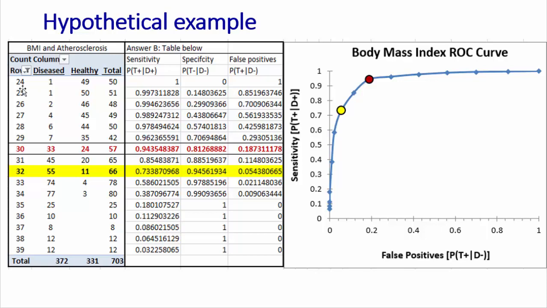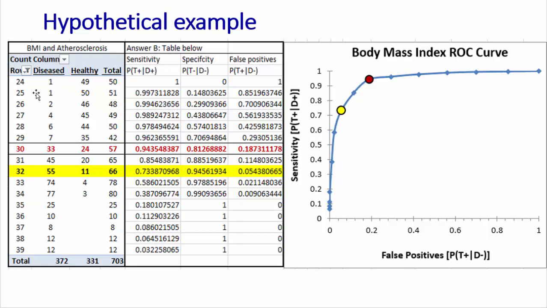So in this example, if we use 24 as our cutoff, we're saying anybody with a BMI of 24 or above is going to have the disease. Of course, our sensitivity is going to be 1 because we're saying everybody's diseased, even if they're healthy. Of course, our specificity is a 0 because all the healthy people are still being said to have disease. And thus our false positives would be 1.